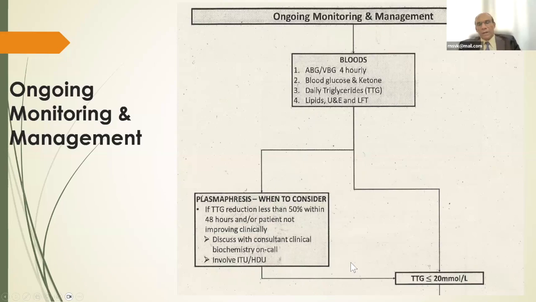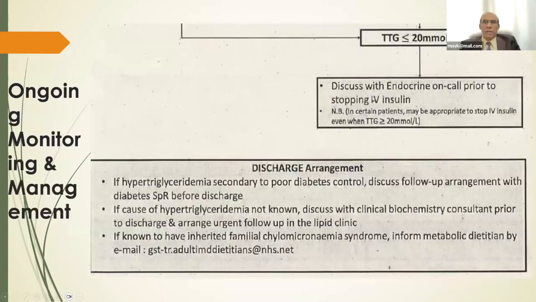Or once the triglycerides come to less than 20 millimoles, then they could be referred to the endocrinologist. So if the triglycerides are more than 20, and they have not come down to less than 50% after 48 hours, then you need to discuss with biochemistry and the endocrinologist. Once the triglycerides come to less than 20 millimoles, then the endocrinology team can follow up for further management.